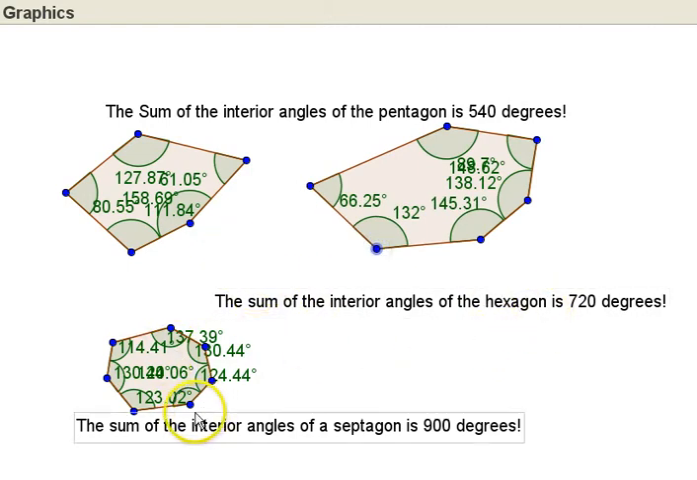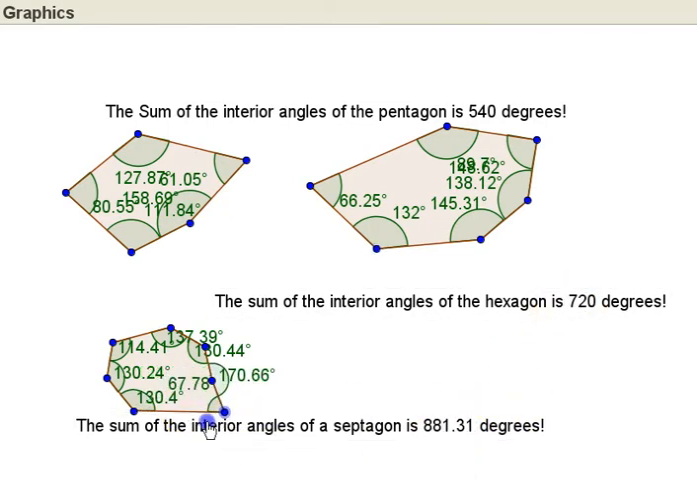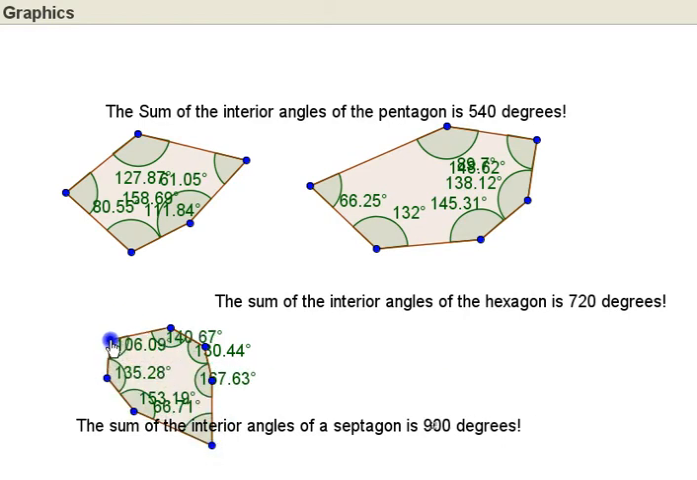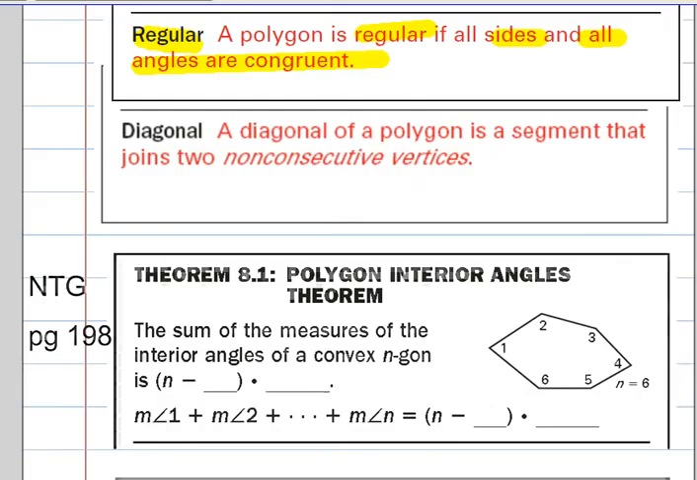When I make it a septagon, which has 7 sides, again add 180 to 720 and you get 900, and I still keep it a septagon as 900 until I make it a concave polygon. Then it's no longer the case. But when it's a convex polygon, no matter how I change the angles, as long as it's convex and it's 7 sides, the sum is always 900 degrees. So that's our first relationship we want to look at.